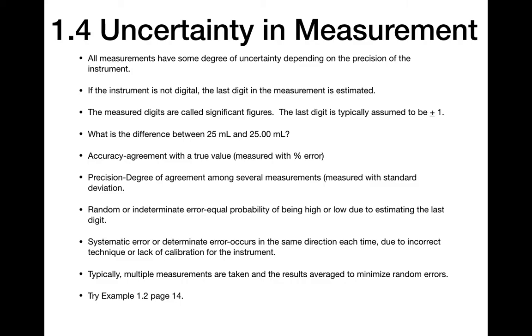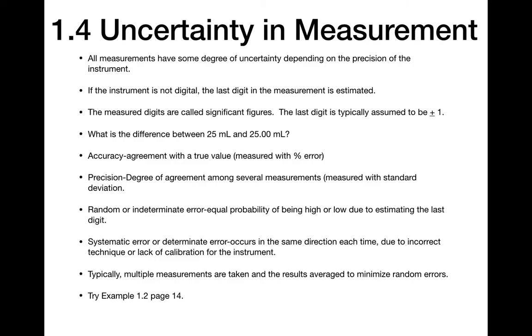But 25.00 milliliters has been measured with an instrument that probably had marks to the 10th of a milliliter, and then you read between the lines to get the 100th of a milliliter. And so you were actually somewhat confident in the volume of 25.00 milliliters all the way to the 100th of a milliliter. You're only confident on 25 milliliters to the 1 milliliter.